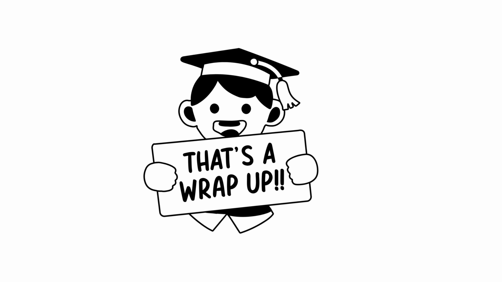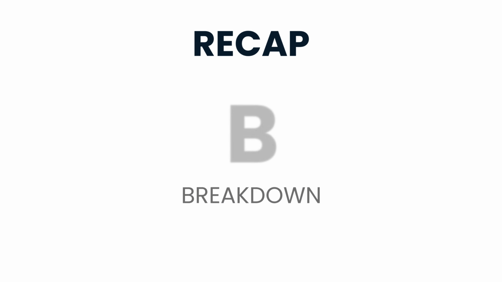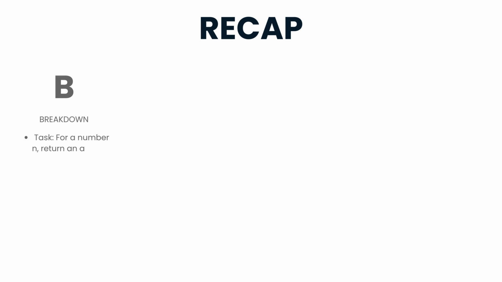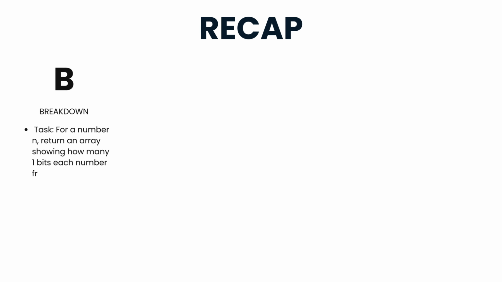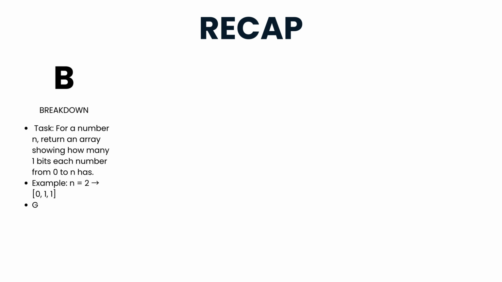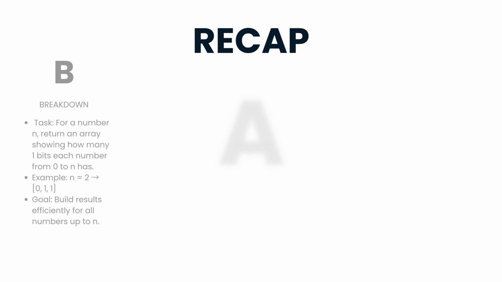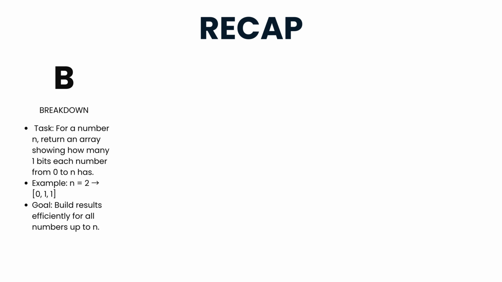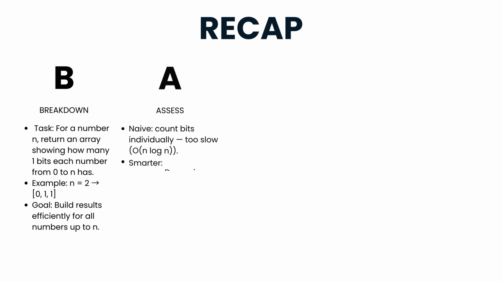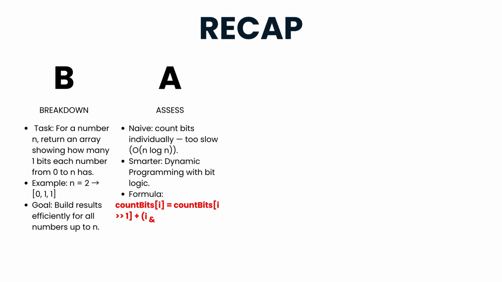Let's wrap things up. This problem was all about counting bits efficiently, not just for one number, but for every number from 0 up to n. Breakdown recap. We started by understanding that for each number, we needed to figure out how many ones appear in its binary form. Essentially, we're building an array that shows the bit count for every integer in sequence. Assess recap. We compared two ideas, the brute force way using built-in binary counting, and a smarter dynamic programming method.